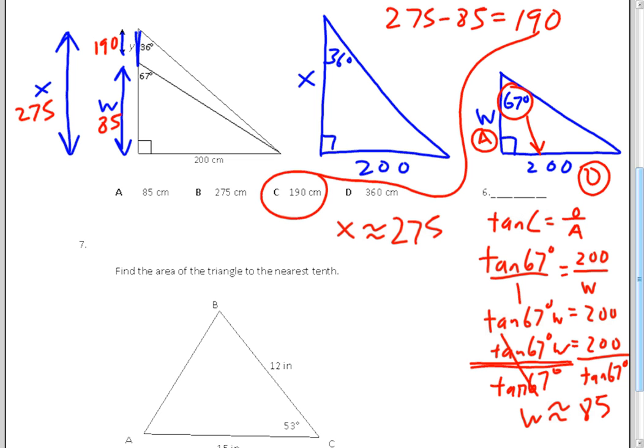Any questions on that one? You just have two separate problems that you have to do to figure out two separate pieces, then do a little bit of subtraction. Number 7, take out your formula sheet.